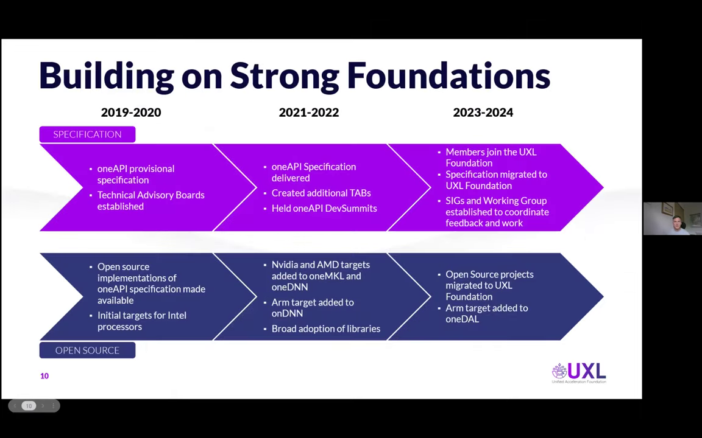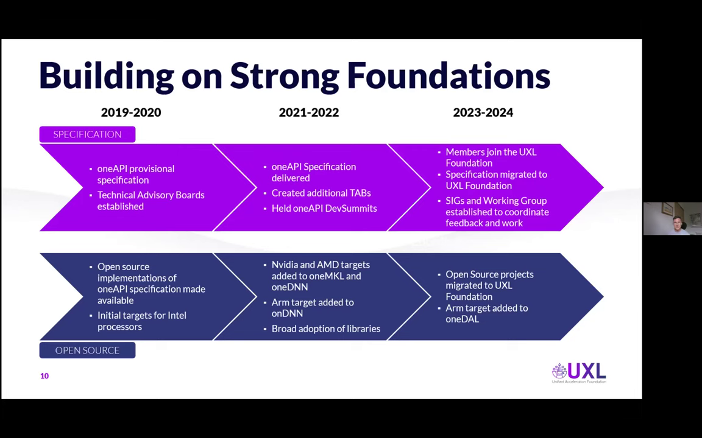So just to give you a little bit of background on where the foundation has come from, so you can see this journey that we've taken. The journey started in 2019 when, at the annual supercomputing conference, the oneAPI specification was published. And that was when a feedback group was set up to get feedback from the community. And that was originally a closed group.